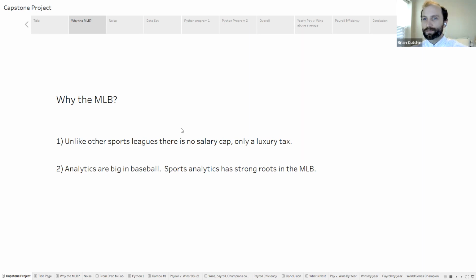And then also, sports analytics is big in baseball. It has strong roots in the MLB. I don't know if anyone has seen the movie Moneyball, but that is a movie that came out a while ago that is about how analytics became big in baseball. It features the story of the Oakland Athletics and Billy Beane. And also, we can see this today, as people have done research showing that the most runs are scored in the first inning.